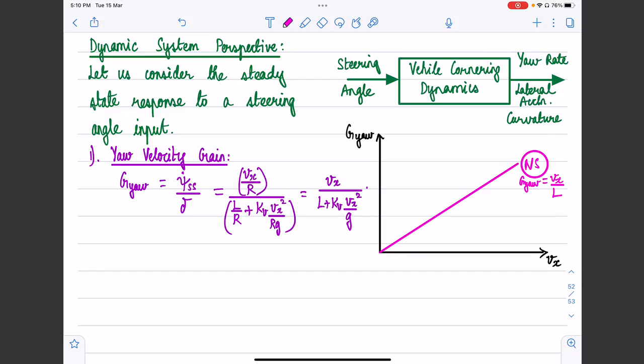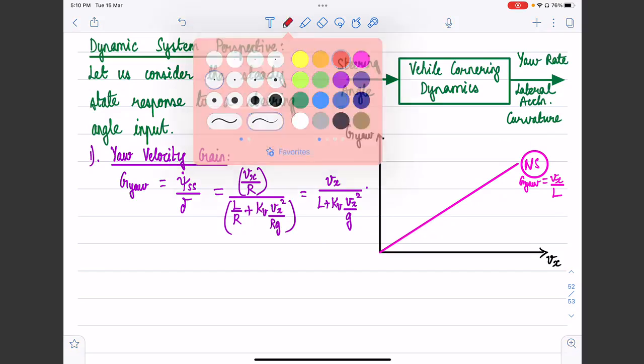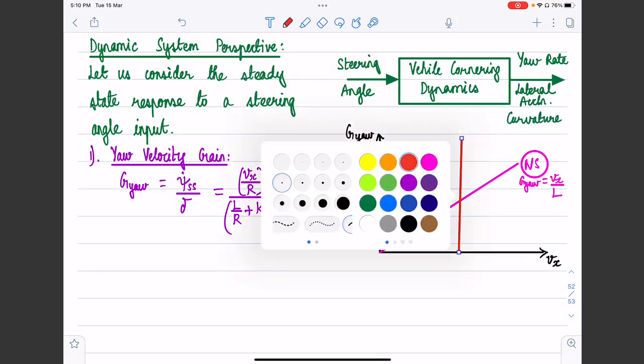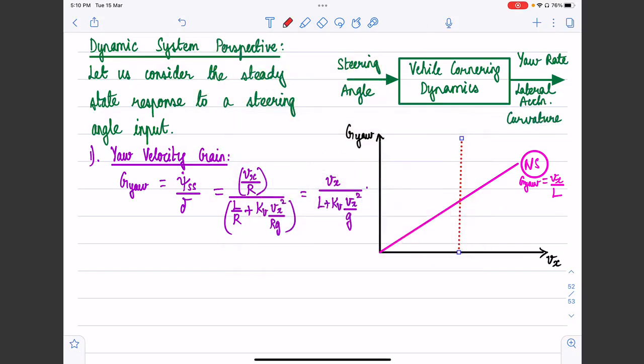So we are essentially taking the neutral steer condition as an example. Of course, if I'm looking at the yaw response, obviously I want the yaw velocity gain to be more. Yaw velocity gain being more means that I'm going to go into a turn much faster. So essentially, yaw velocity gain being higher is more meaningful to me.